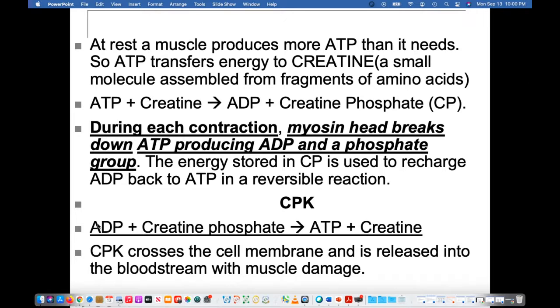Okay? If we look down below, ADP can join up with creatine phosphate using an enzyme, creatine phosphokinase. And when it uses that enzyme, now this phosphate leaves creatine, joins ADP, and becomes ATP. And then you're just left with creatine. CPK is found in all muscle cells. If it crosses a cell membrane at a fast accelerated rate, and it's measured in blood in excessive amounts, it means that there's muscle damage.